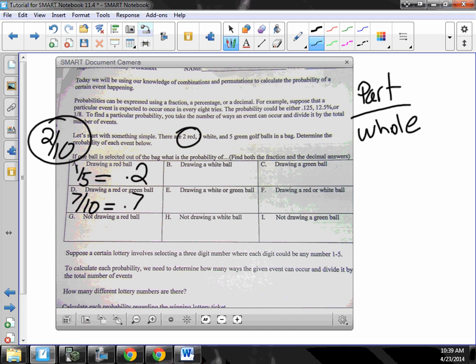Part G asks, not drawing a red. How would you not draw a red? How'd you get 8, Cody? So if you don't draw a red, then you must have drawn a green or a white. So the probability of green or white is 8 out of 10, which is 4/5, which is 0.8. Is there any other way to calculate that? Sorry, not 4/8, 4/5.